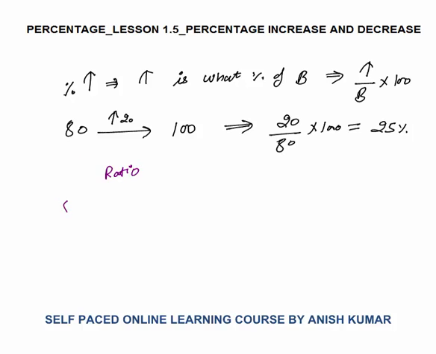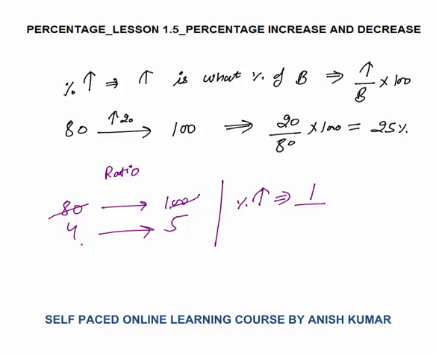Can I say that 80 to 100, these are the simplest numbers? Now I can take the ratio. 4 is 80, 5 is 100. Now I can simply calculate the percentage increase from 4 to 5. Now percentage increase is simply increase is what percentage of base. Increase is 1. 1 is what percentage of base, that is 4. 1 by 4 into 100, again that is 25%.